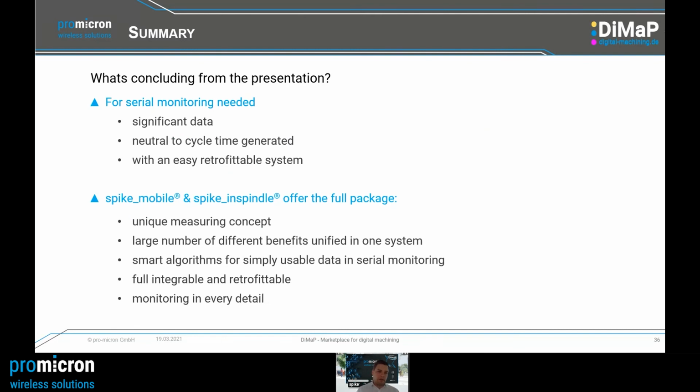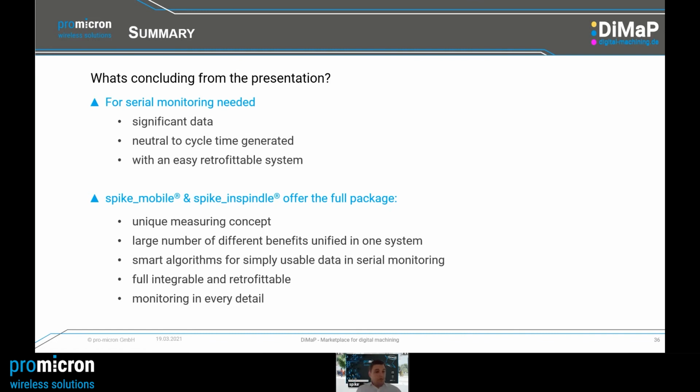As a summary, I would like to finish that presentation. What's the conclusion from this presentation? For serial monitoring, or for monitoring in line production, we need systems with significant data. They need to be cycle time neutral, and they need to be very easy to retrofit. Spike mobile in combination with Spike and spindle or other solutions which are on the market are a good combination.